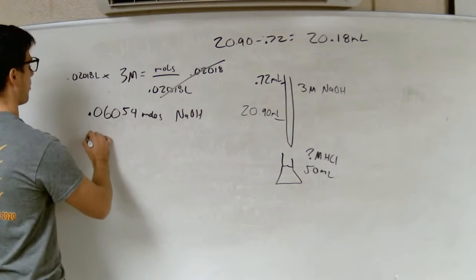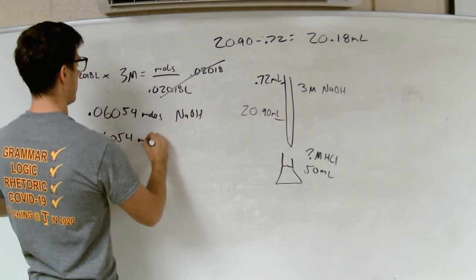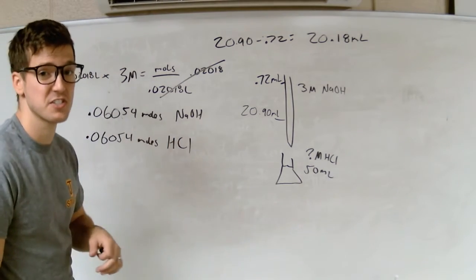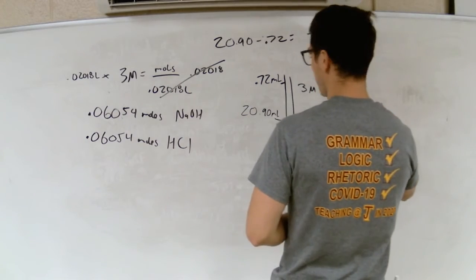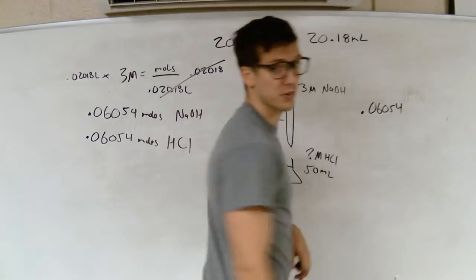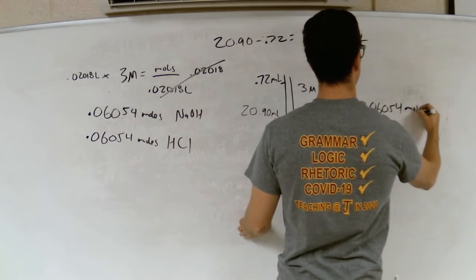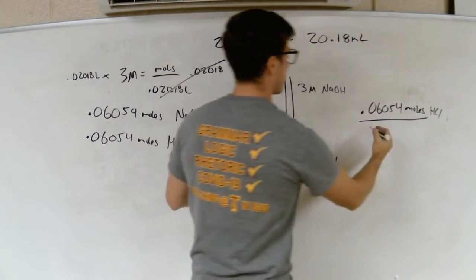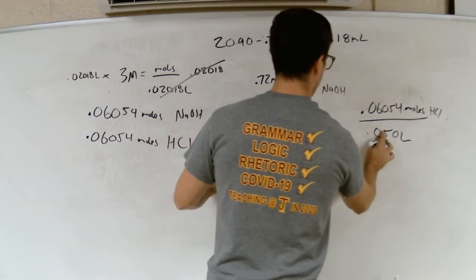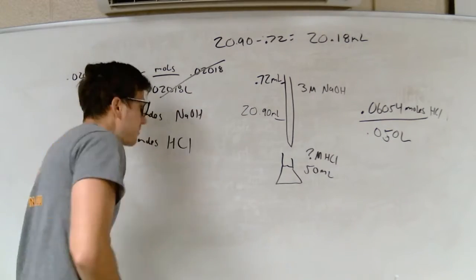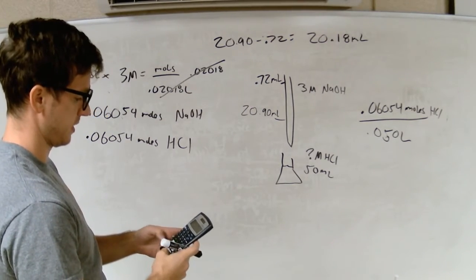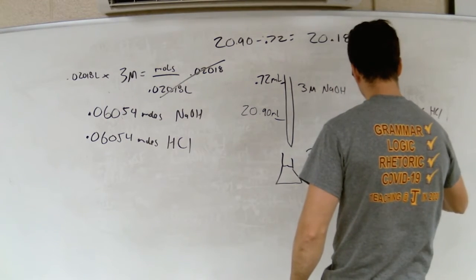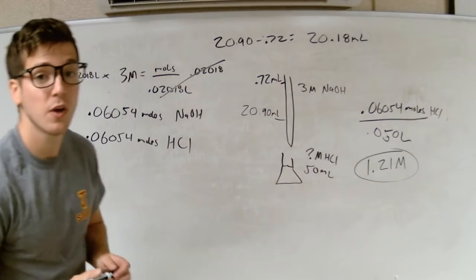So that means we have 0.06054 moles of HCl. And remember, we want the concentration of HCl, so we just got to do moles over liters. And we figured out, right, because we hit the equivalence point, that moles of base equals moles of acid. The volume is 0.050 liters. It's a horrible 5, but you get the idea. And we should get a concentration of 1.21 molarity.